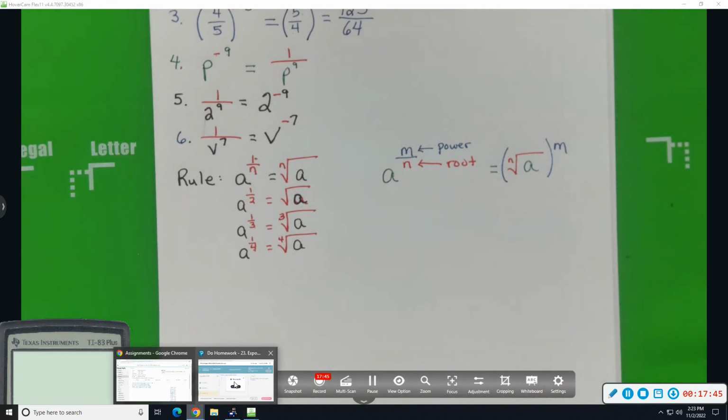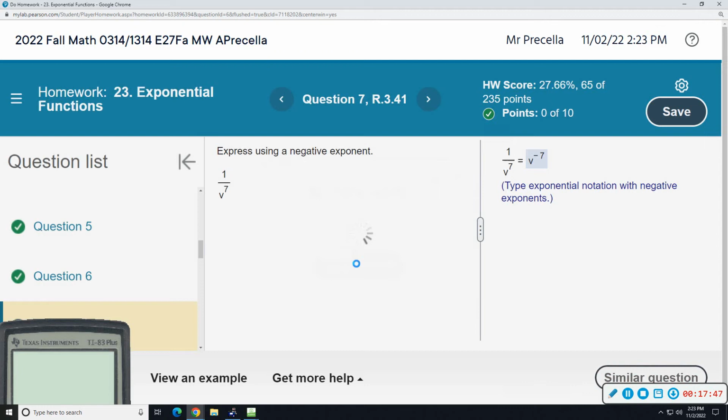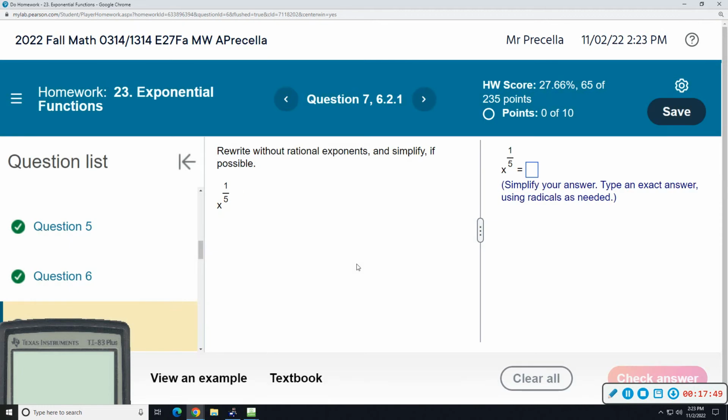Let's see. Problem number, what are we up to? Number 7. It says, rewrite without rational exponents. Rational is just another word for fraction. So rewrite without the fractional exponents and simplify if possible. So let me write the problem down. We have an x raised to the 1/5 power.